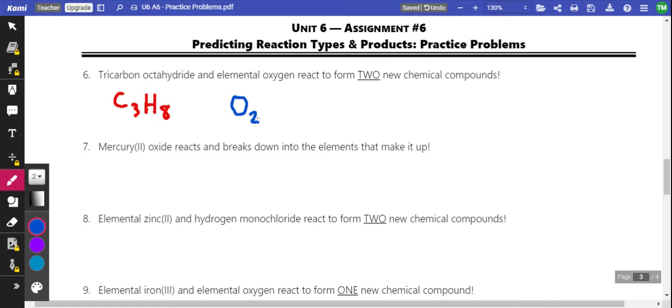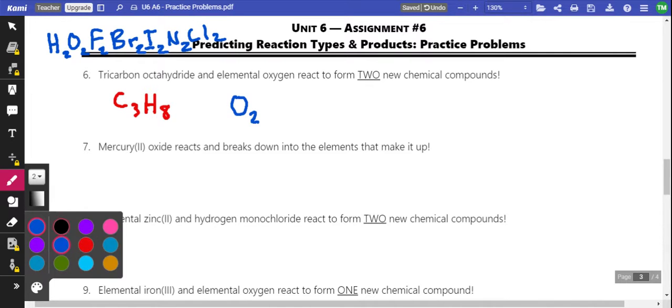Okay. The other diatomic elements like hydrogen and fluorine and bromine, iodine, nitrogen, and chlorine can be remembered by Hofbrinkel, where each one of these is a diatomic: H2, O2, F2, Br2, I2, N2, Cl2. So if I ever have just an elemental form of chlorine or nitrogen or iodine, it's not just going to be Cl or N or I, it's going to be Cl2 or N2 or I2. So these are my two reactants I'm putting together in this reaction.